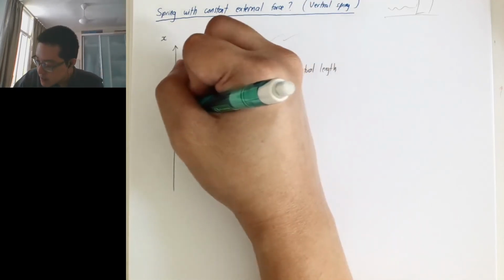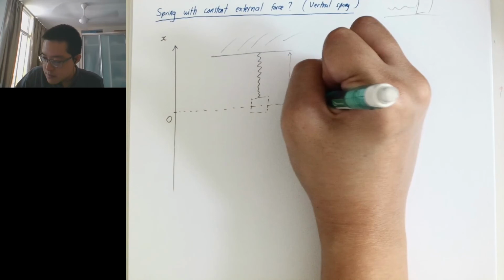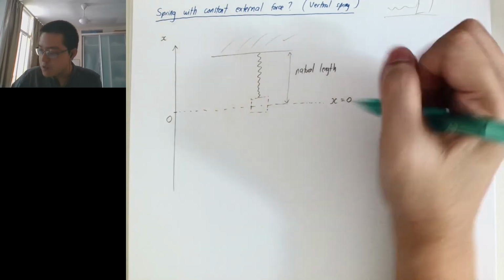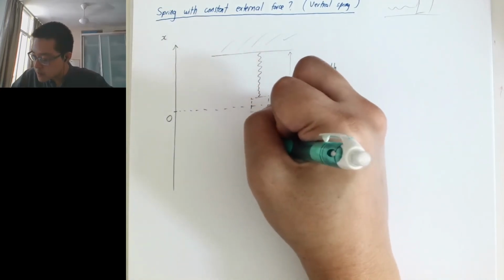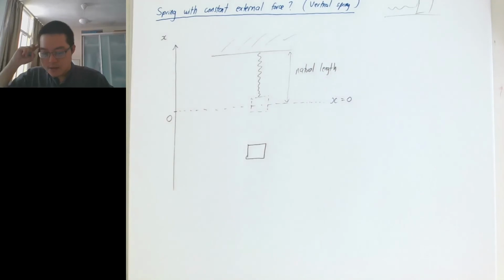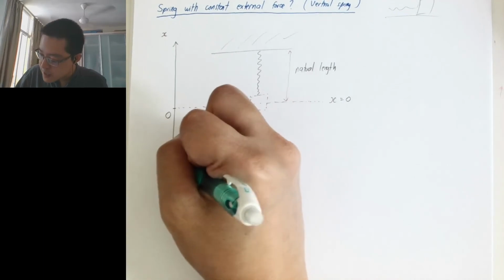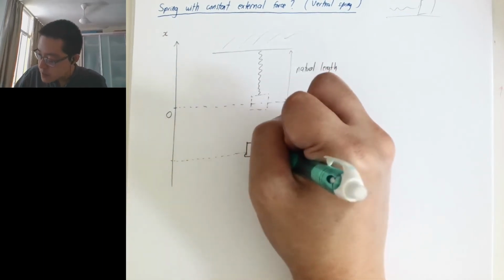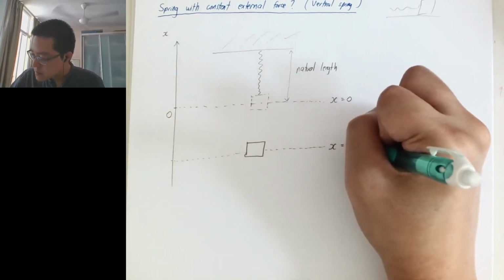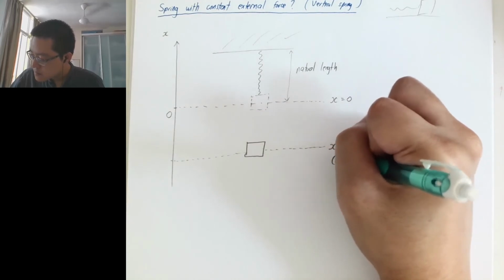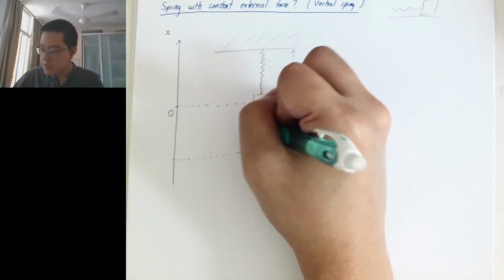Okay, so let me put my coordinate system as this. So this is my origin. My natural length is located at 0, but in a vertical setup, it's going to stretch down a little bit, so my spring is going to be somewhere here. Let's say this is before oscillation. Before oscillation, the position of my spring is the equilibrium position. So this is my equilibrium position. Okay, so my spring is here.